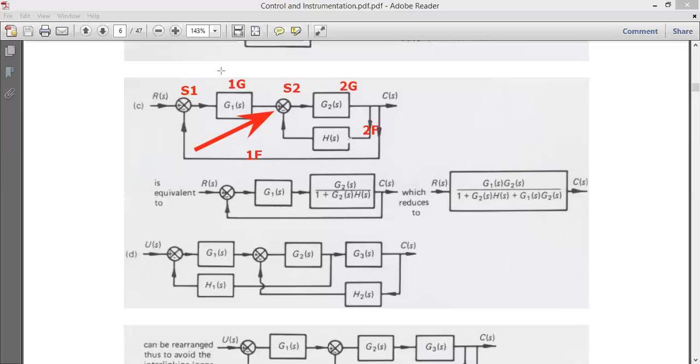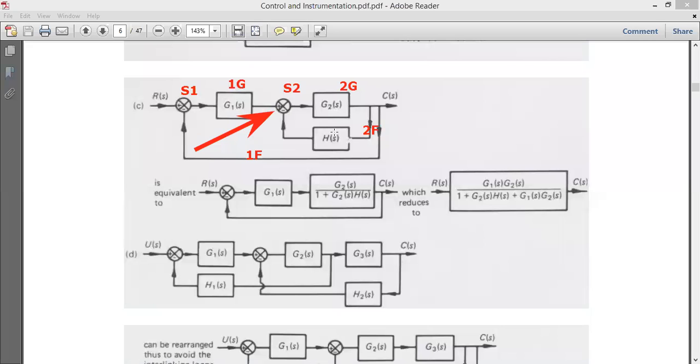So therefore I cannot go for applying the first rule. To apply the first rule, I should remove this summation. Okay, so how to remove the summation? By checking the other rules. Check for any blocks in parallel.